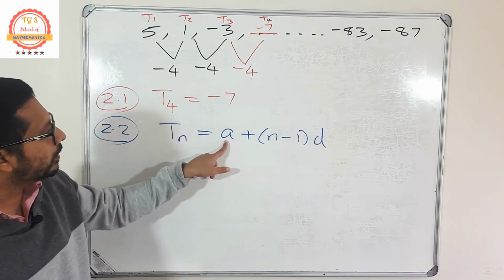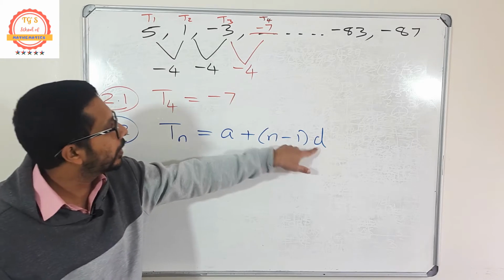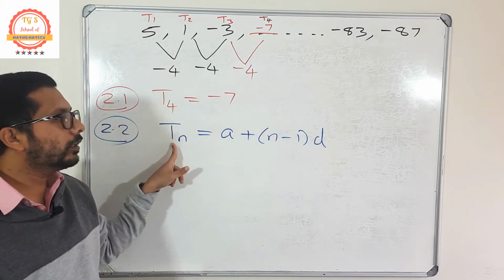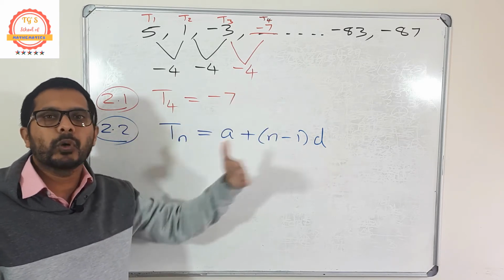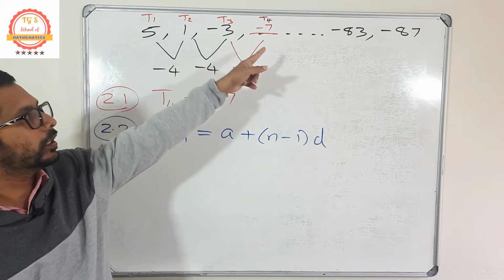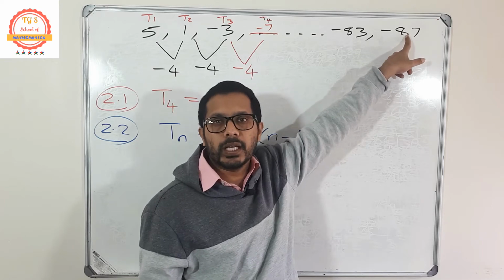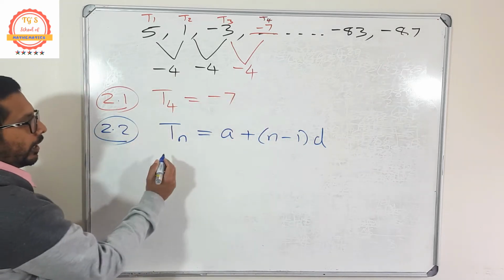So in our question, what is the first term? It is 5. What is the common difference? It is minus 4. And what is Tn? Tn means the nth term or the last term. Do you know the last term in this given sequence? Yes, it is minus 87. So we can substitute the values here.